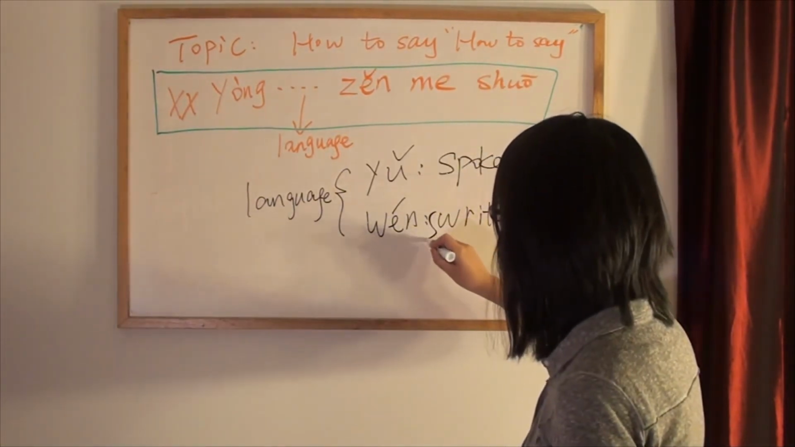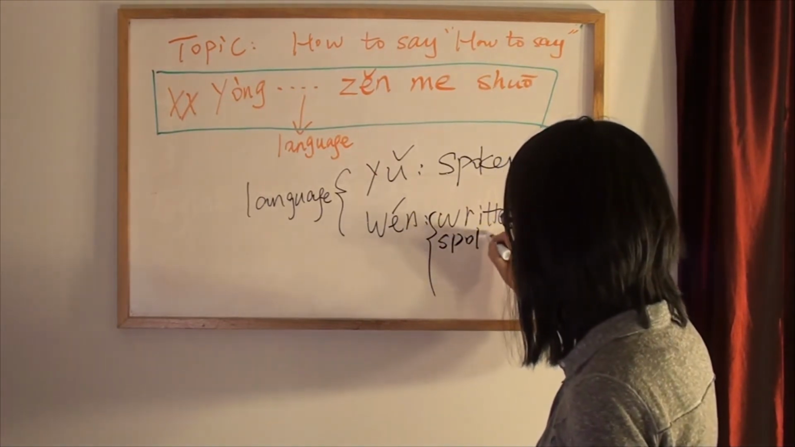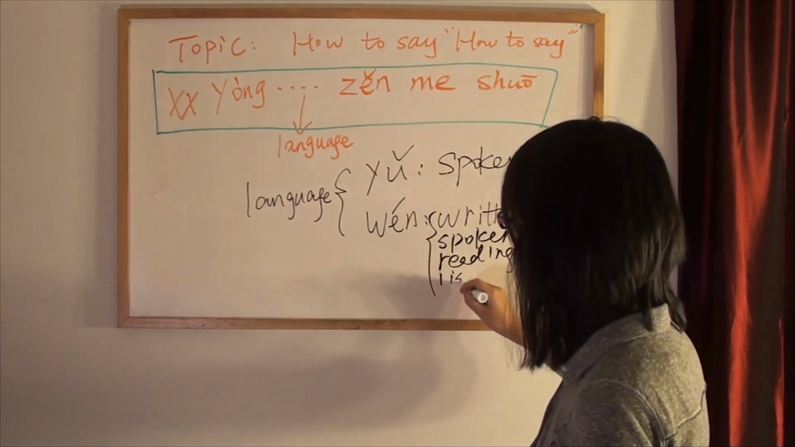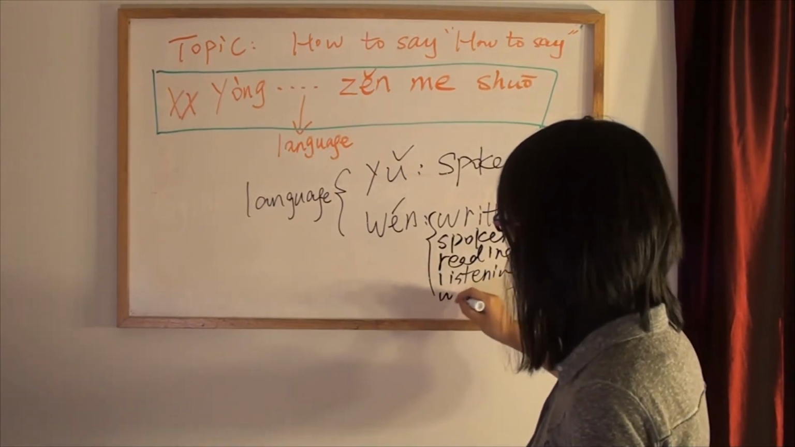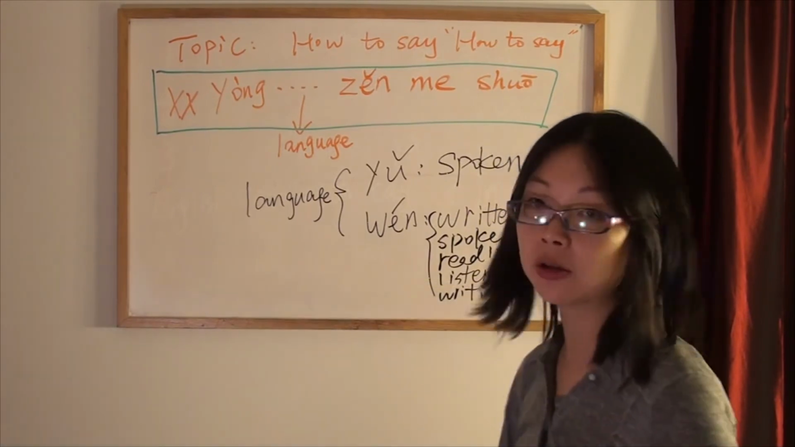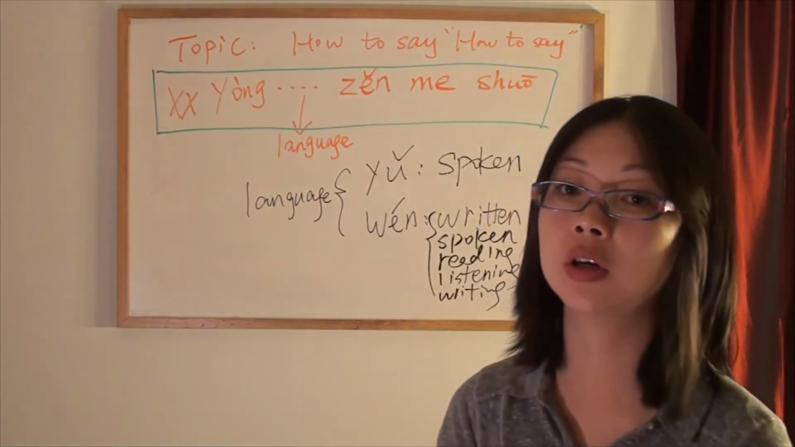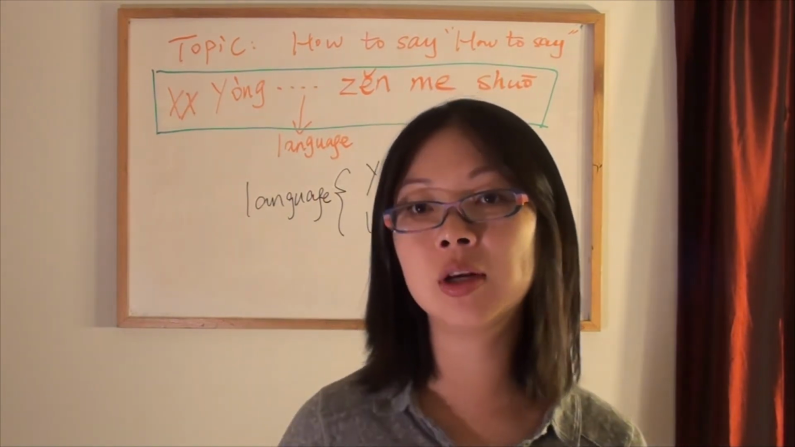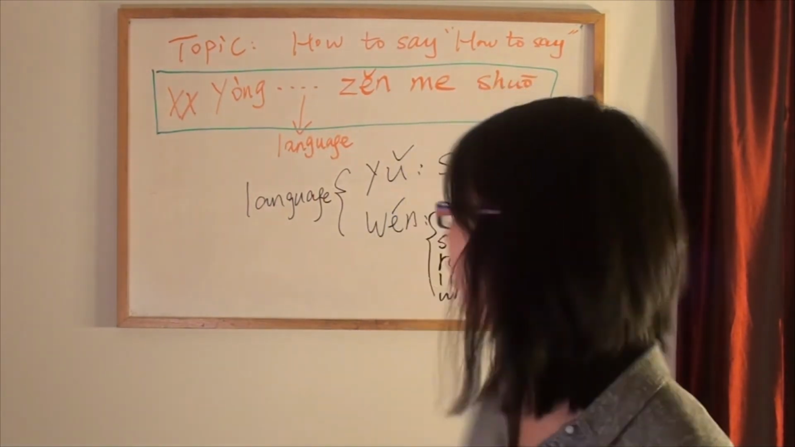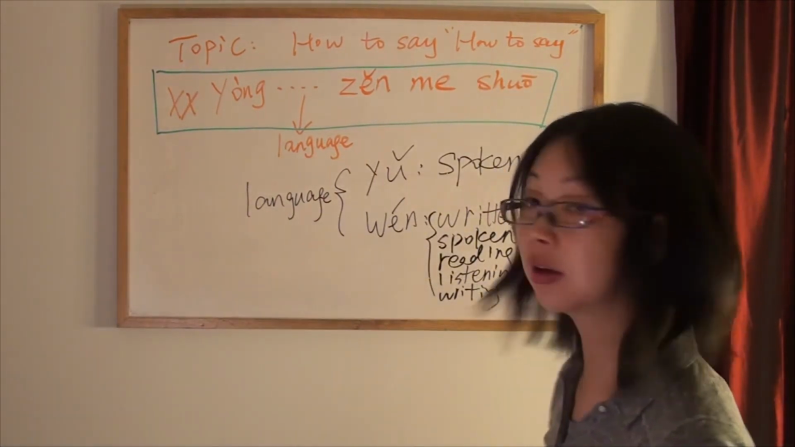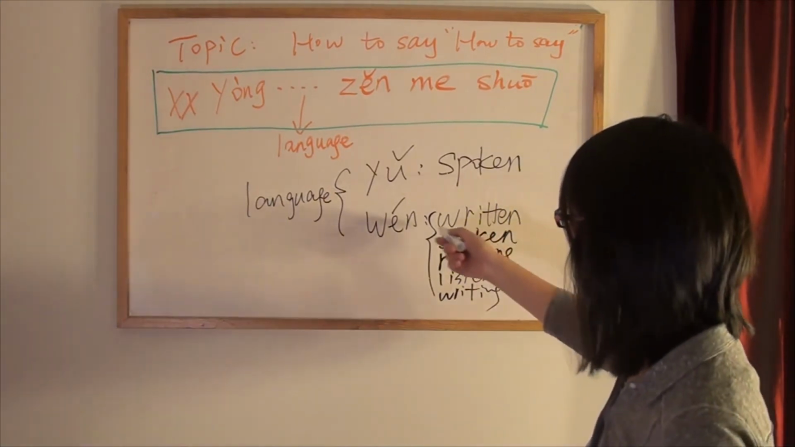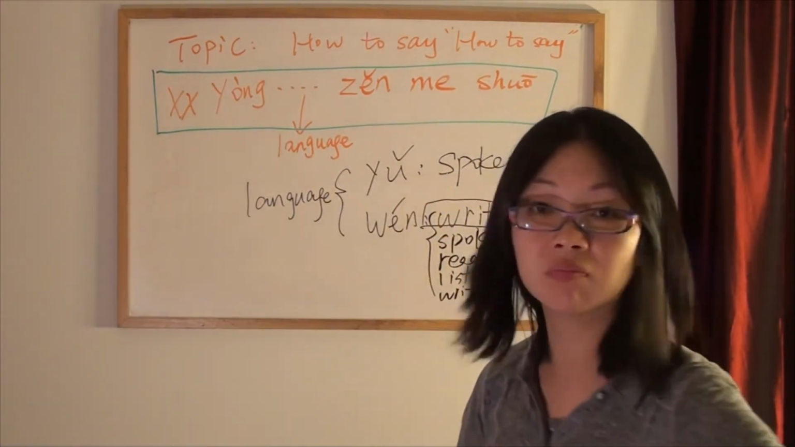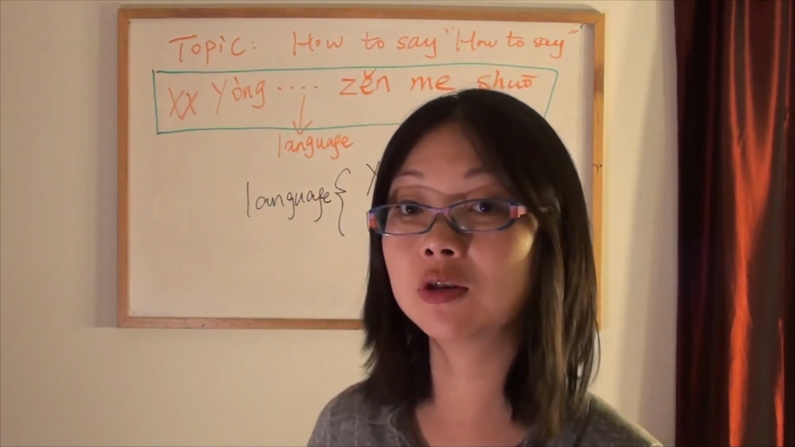It also means written, spoken, reading, listening, and writing. So basically, the whole system, the whole thing of language you should learn. 听说读写 means listening, reading, writing, speaking. 听说读写, all the things there. But it emphasizes the written. The biggest difference is it has the written language there, and 语 is only spoken language.